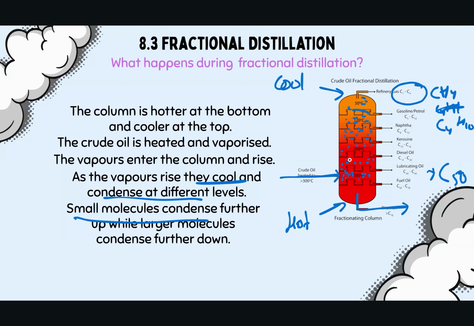So for example, at around 250 degrees, diesel will start to condense, turn to a liquid, and it can be siphoned off. At around 120 degrees, naphtha turns to a liquid, it condenses, and it can be siphoned off.